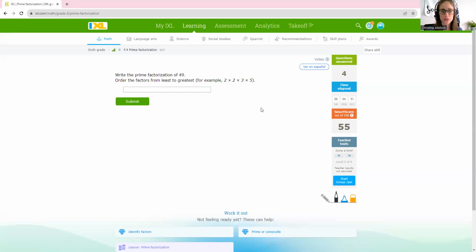All right, once you get a little higher in the course, you are going to have to write out prime factorization yourself instead of choosing it. Notice that the directions tell you to order those factors from least to greatest. So let's go ahead and make our factor tree, finding our prime factorization of 49. It doesn't matter what you start with, just what are the first 2 factors that you think of that equal 49? For me, it would be 7 times 7.